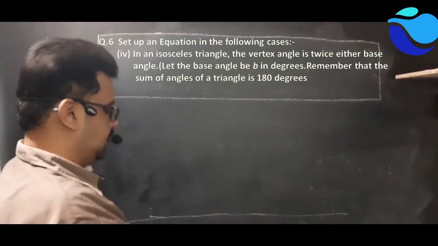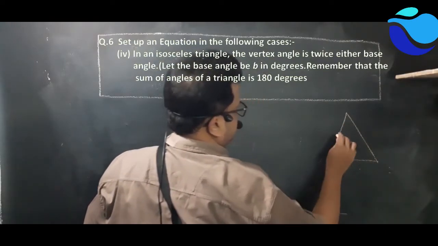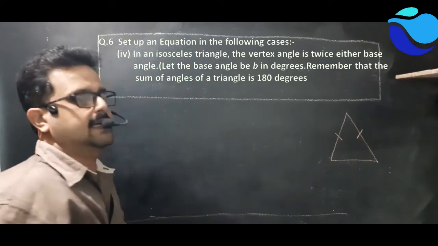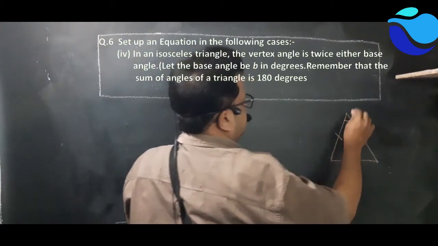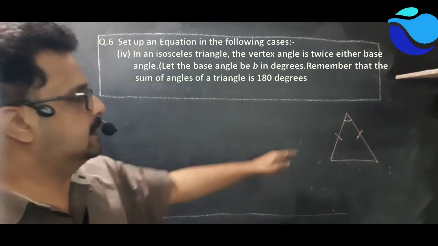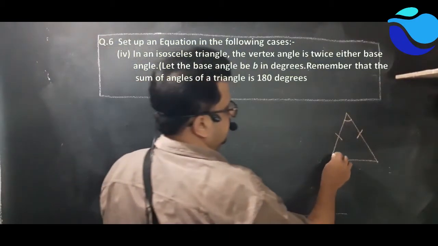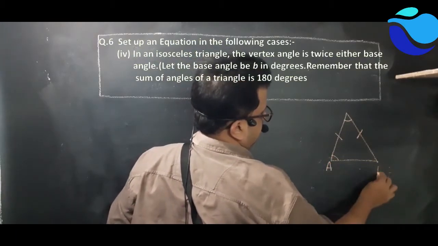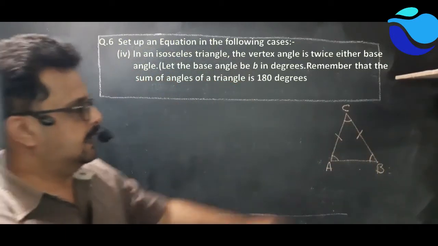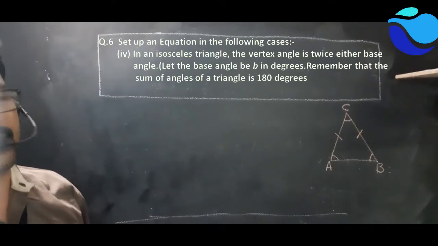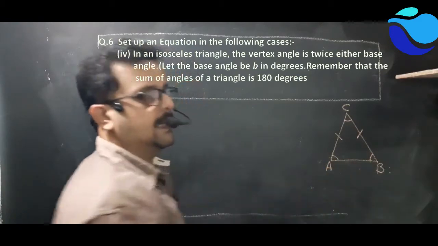So if we draw an isosceles triangle, its two sides are equal, and this is the vertex angle. They have given that the vertex angle is twice either base angle. These are the base angles. If you have taken A, B and C, angle A and angle B are the base angles, and angle C is the topmost vertex angle. So it is given that this angle C is double that of angle A and B.